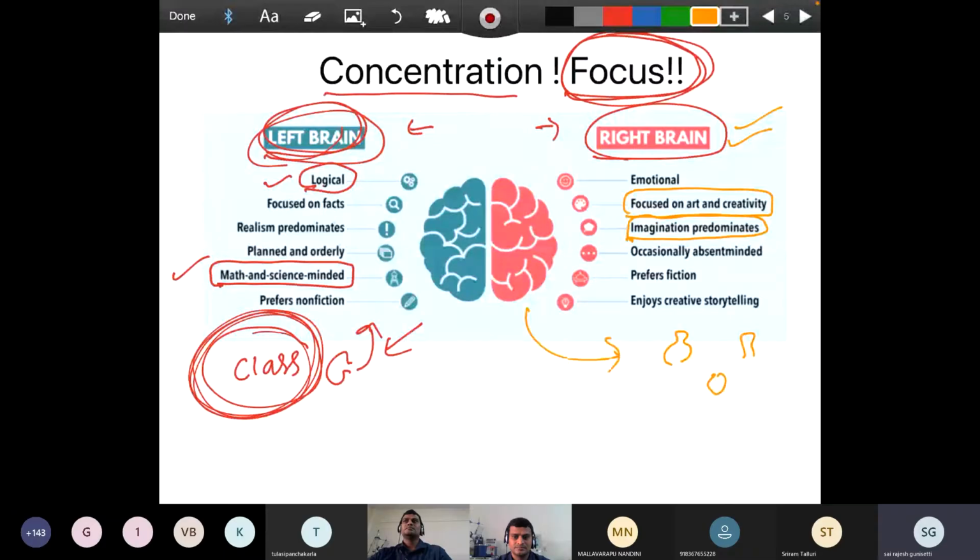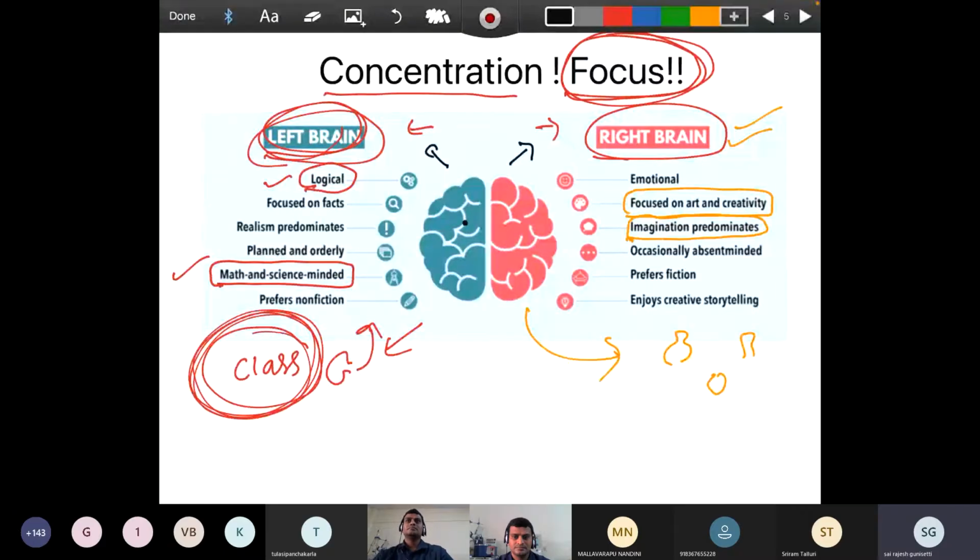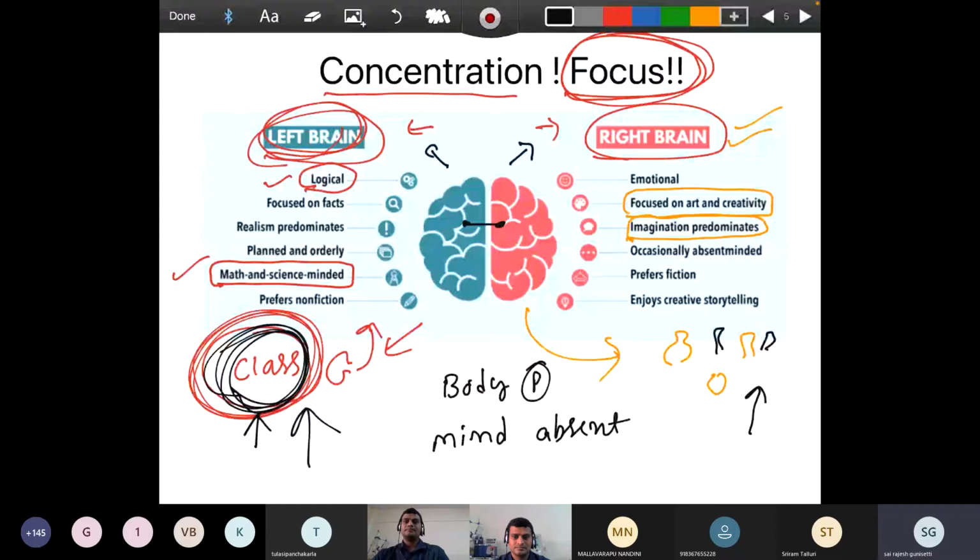Now understand this. The uniqueness with our brain is both hemispheres can act independently or both hemispheres can act together. Now, when you are listening to class, but your thoughts are somewhere else, what happens? It causes body present, but mind absent. Why is this happening? Because you are looking straight into the eyes of a teacher. You are looking at the board. The left brain is working, but the problem comes with right brain. Right brain, nothing but your imagination, is not with you. If you connect both of them, the right and left, then it gives you concentration and focus.